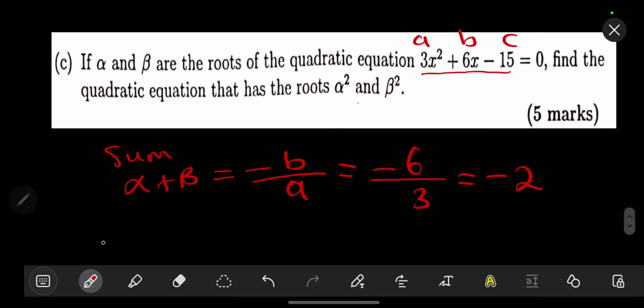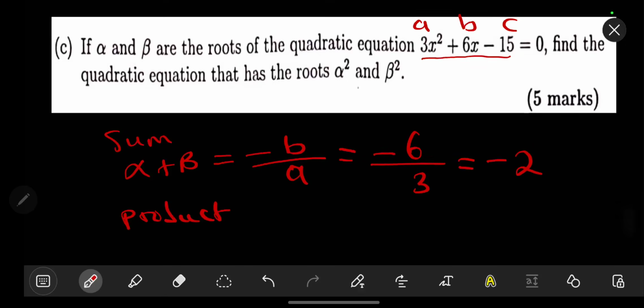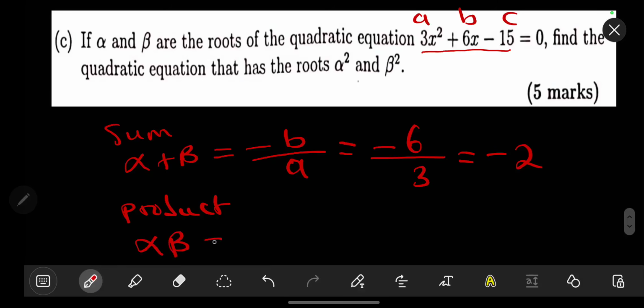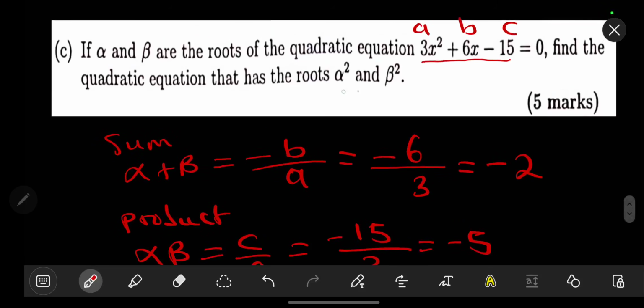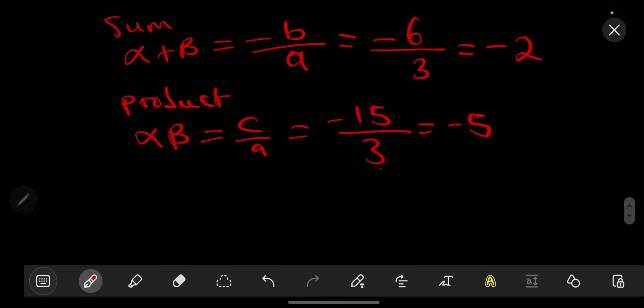Then our product, we just find them in advance. Our alpha beta should be equal to c over a. Our c is equal to negative 15 over our a, which is equal to 3. Negative 15 divided by 3, this will give us a negative 5. So this is our sum and product.